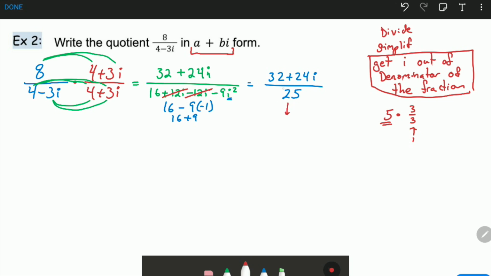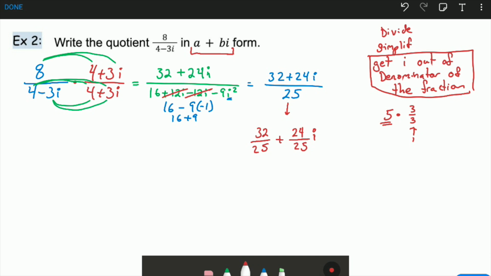And instead of dividing both terms by 25, we have to write it as 32 divided by 25 plus 24 divided by 25 i. Putting the i off to the side. Having the i off to the side or on top is equivalent. Having it in the bottom would actually result in a different value. So please be careful that the i is not in the bottom. Should be off to the side or on top, but both would be equivalent in this situation.